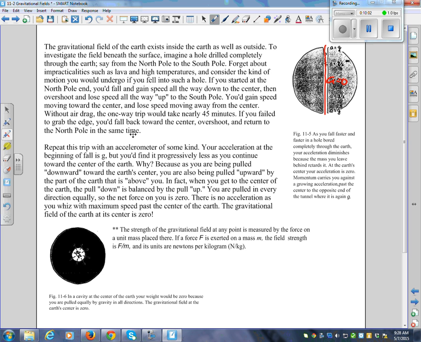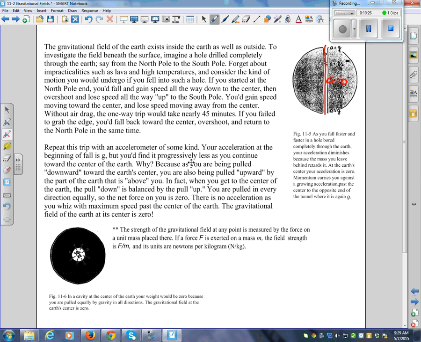Okay. Now, if you repeat this trick with an accelerometer of some kind, your acceleration at the beginning of the fall is g, but you'd find it progressively less as you continue toward the center of the Earth. Stop and think about this. Mr. Bennett, you said the farther away we get, the less it is. The closer we get, the more it is. How come if you get closer to the center, it's less?